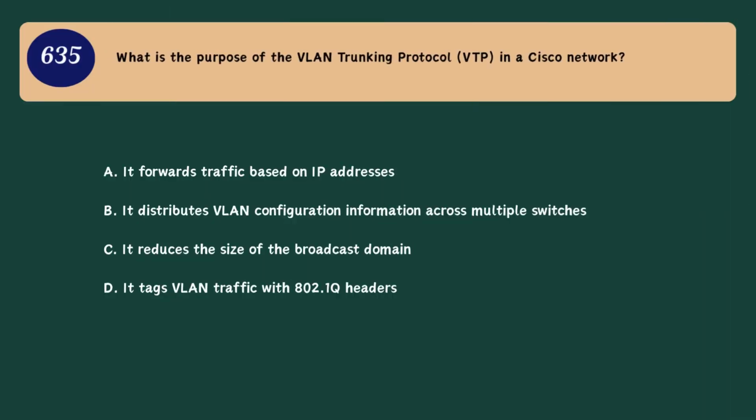Question 635. What is the purpose of the VLAN trunking protocol in a Cisco network? A. It forwards traffic based on IP addresses. B. It distributes VLAN configuration information across multiple switches. C. It reduces the size of the broadcast domain. D. It tags VLAN traffic with 802.1q headers.